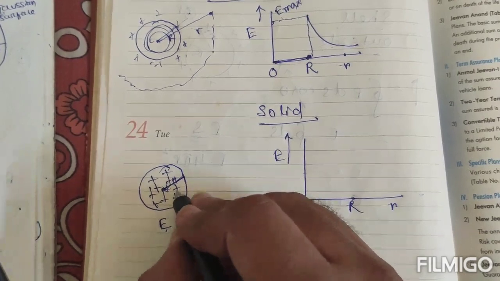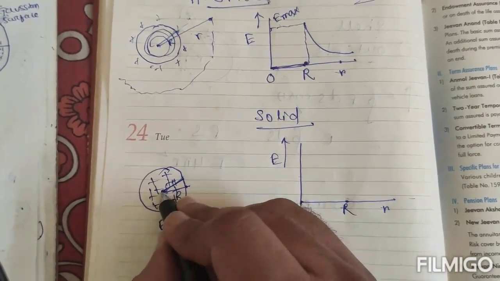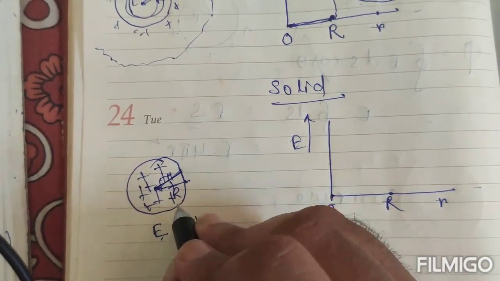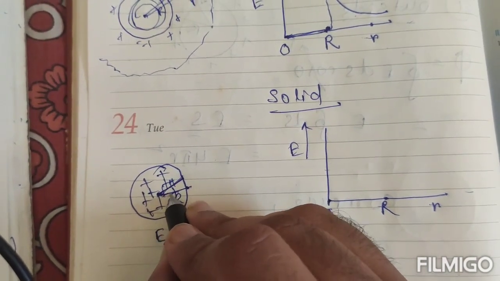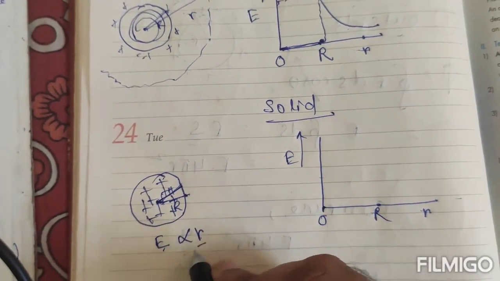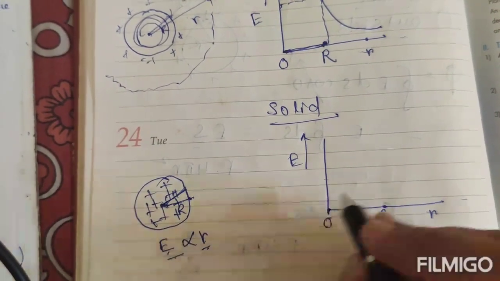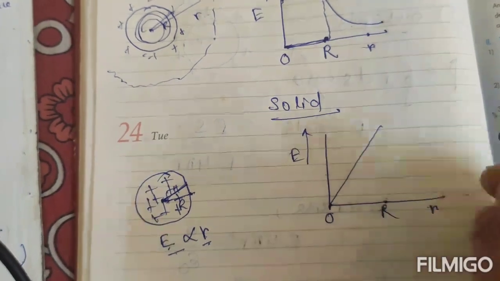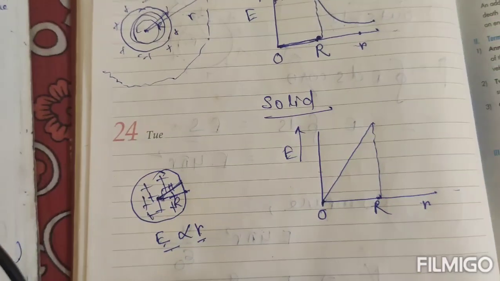So when you reach your capital R, this distance is R, you will get your electric field as maximum. Because E is directly proportional to r, if you increase your radius, the electric field also increases. So it will gradually increase like this, and at this R you will get the maximum value.